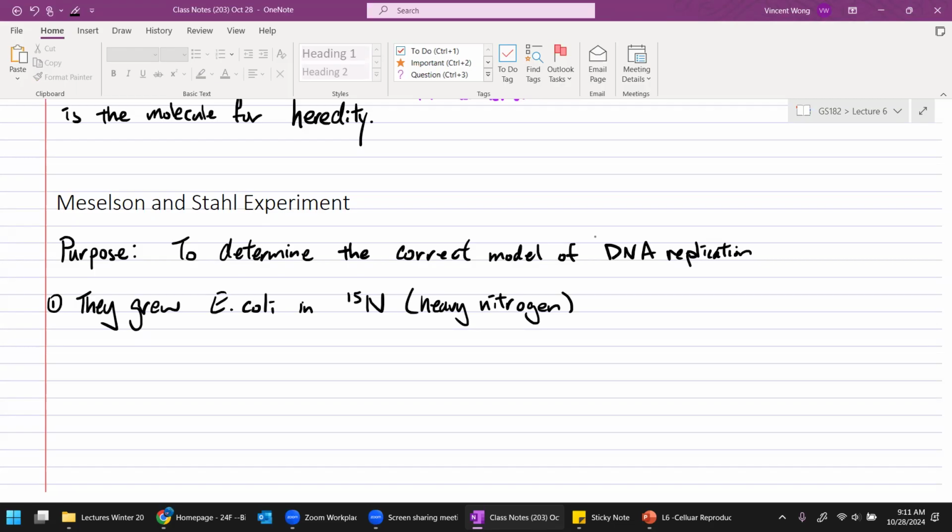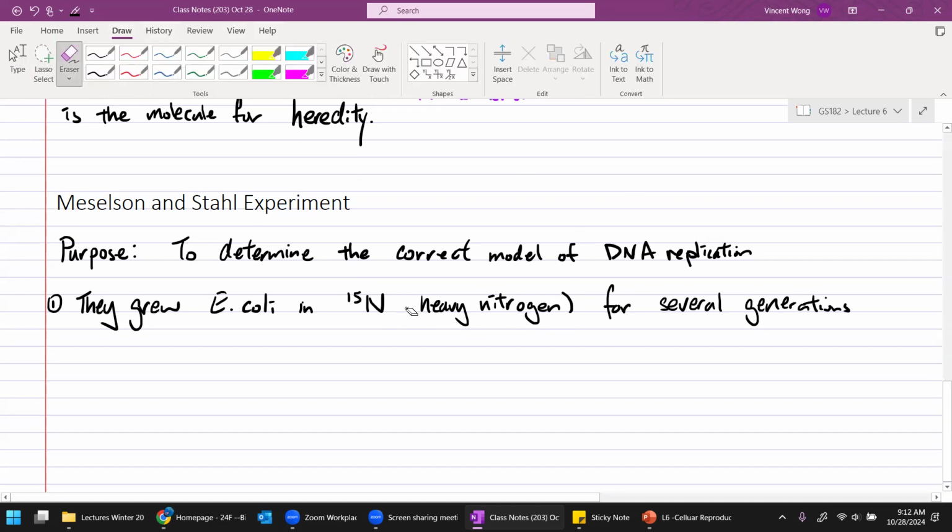Okay. So they grew E. coli in heavy nitrogen for several generations. I'm going to put heavy nitrogen in red, okay? For several generations, this will cause, I guess.